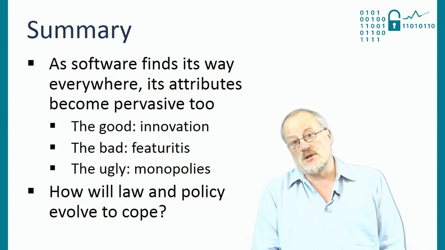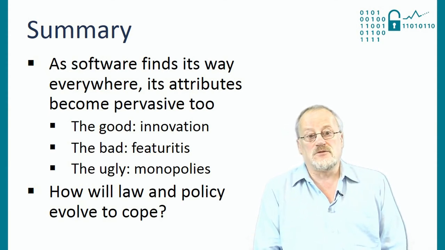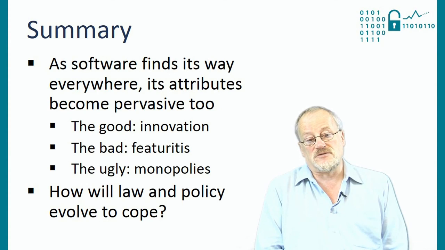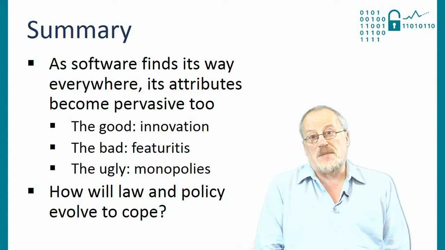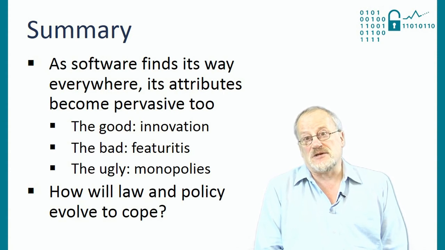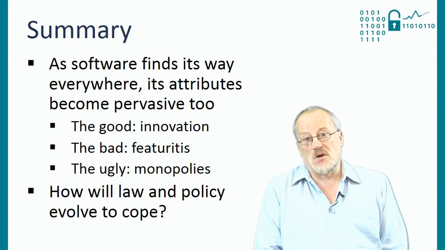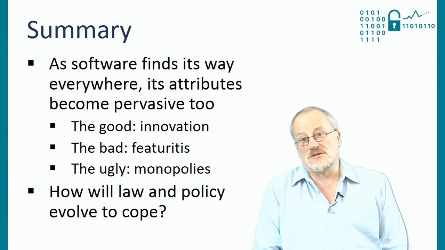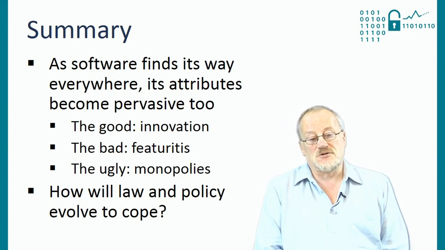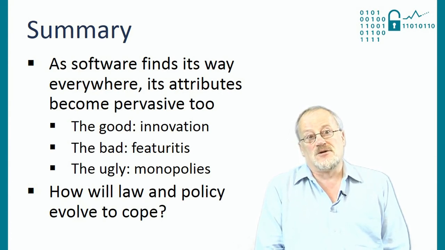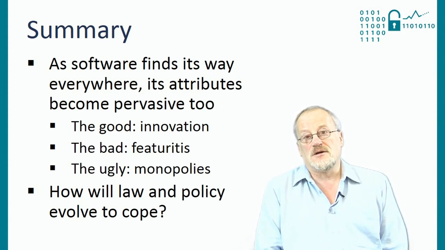The good is that once you've got millions of devices out there that can run apps, if you've got a new idea for an app, you can have your app running at scale quickly and you can suddenly have a successful business. So it's good for innovation. The bad is featureitis, because people add apps and features, you know, until devices get so frustrating that you want to throw them against the wall. And of course, the ugly is monopolies and everything that flows from that, from consumer exploitation to violations of privacy. And one of the big questions that's going to be facing us as a society over the next 10 or 20 or 30 years is this: how will law and policy evolve to cope?